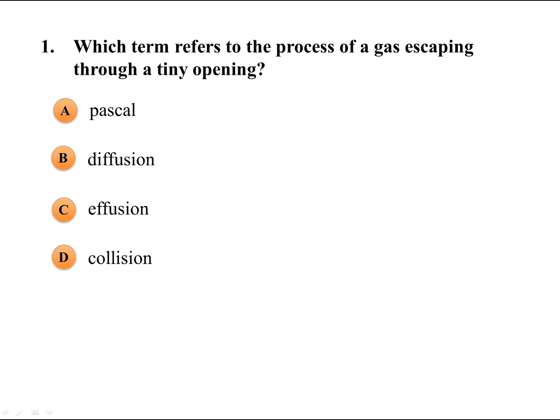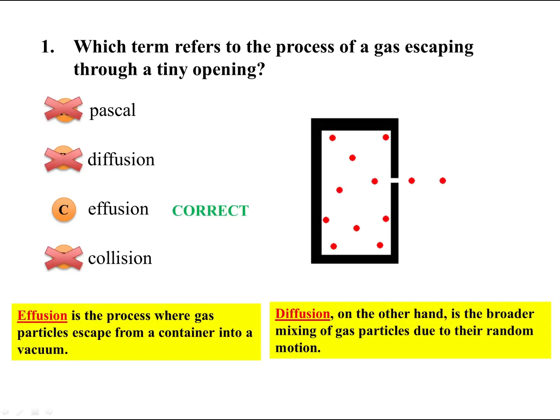Which term refers to the process of a gas escaping through a tiny opening? The correct answer is C, effusion. And the difference between effusion and diffusion is that diffusion is the broader mixing of gas particles due to their random motion.